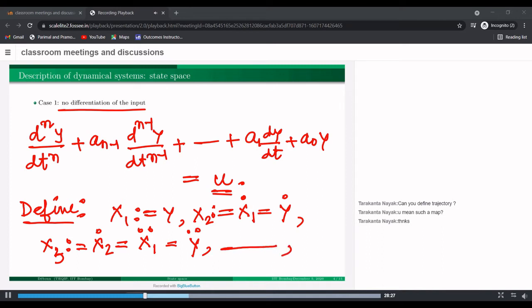We go like this, and finally we define the nth variable xn to be equal to, well, I have not been very cautious while writing this, so I have run out of space, so please forgive me. I will correct myself. I define the final one, xn, to be equal to x(n-1) dot. Oh, by the way, by this dot I mean the first derivative.